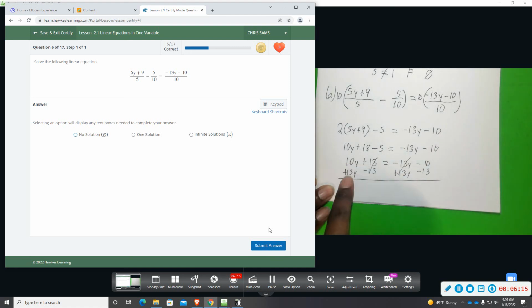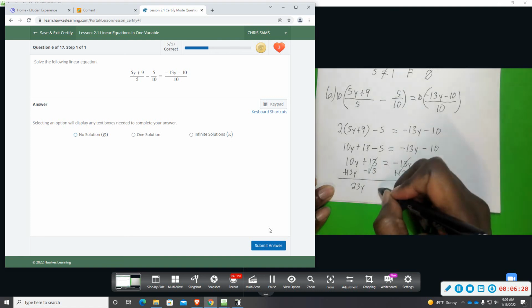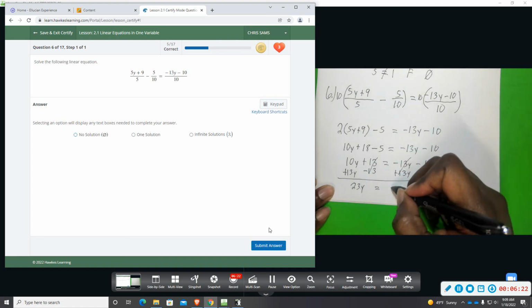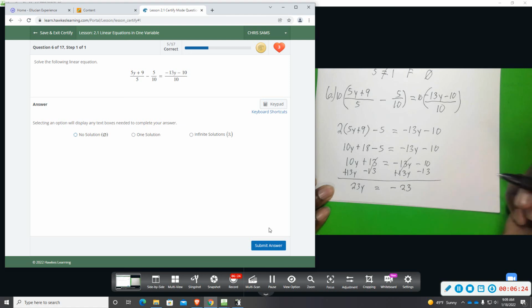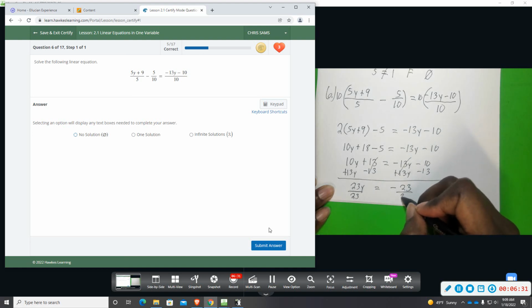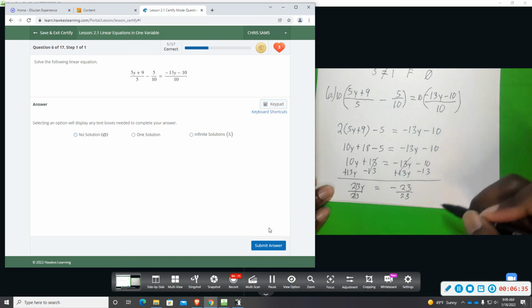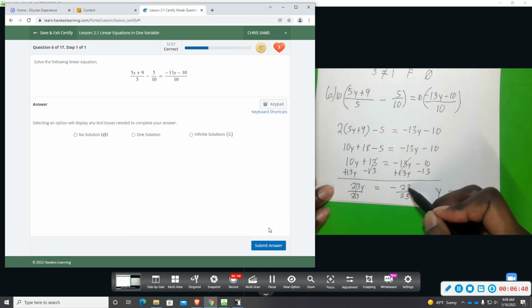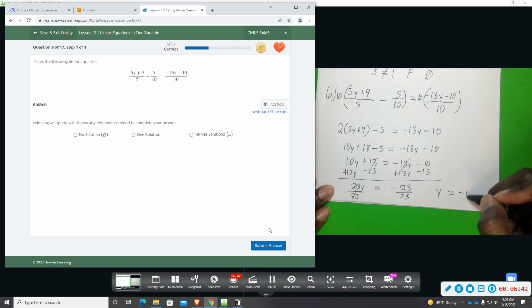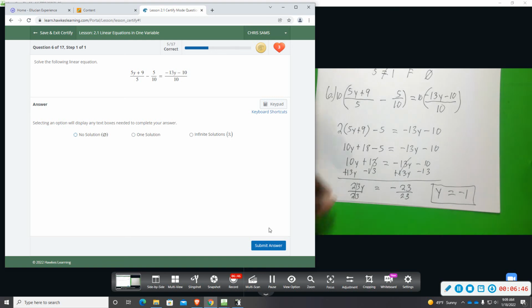And then over here I will have 23y equals, this is going to be a negative 23. And last thing to solve for y, get the variable by itself, divide by 23. Divide by 23. 23 divided by 23 is 1, so I just have y equals, and 23 divided by 23 is 1, but since it's negative, it's going to be a negative 1. So y equals negative 1. We get one solution, negative 1.